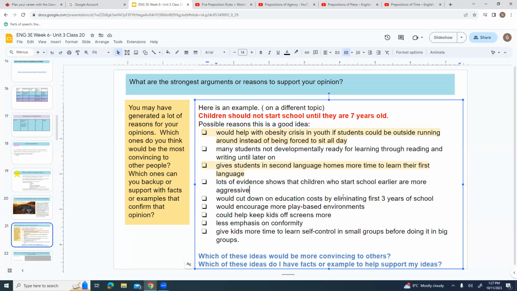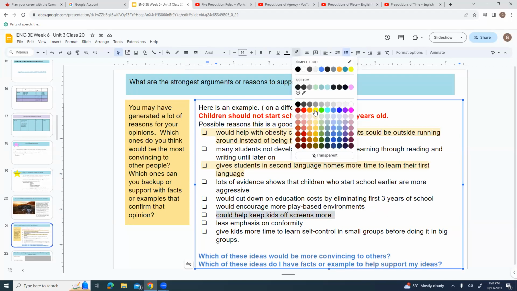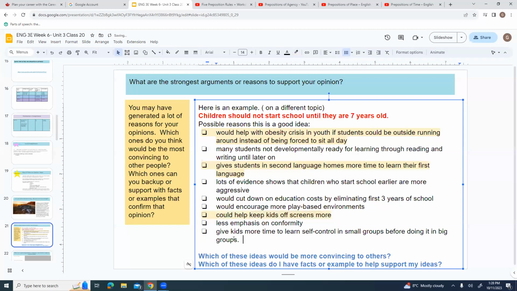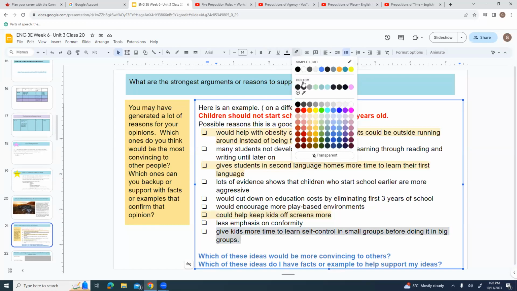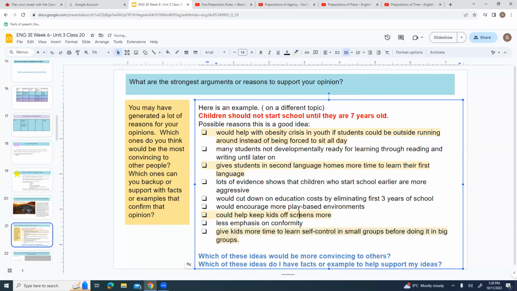Would cut down on education costs by eliminating the first 3 years of school. I think it's true. I don't know how compelling an argument it is. Would encourage more play-based environments. Well, it might or it might not. Could help keep kids off screens more, maybe. Maybe. It might give kids more time to learn self-control. So I've got 4 there.